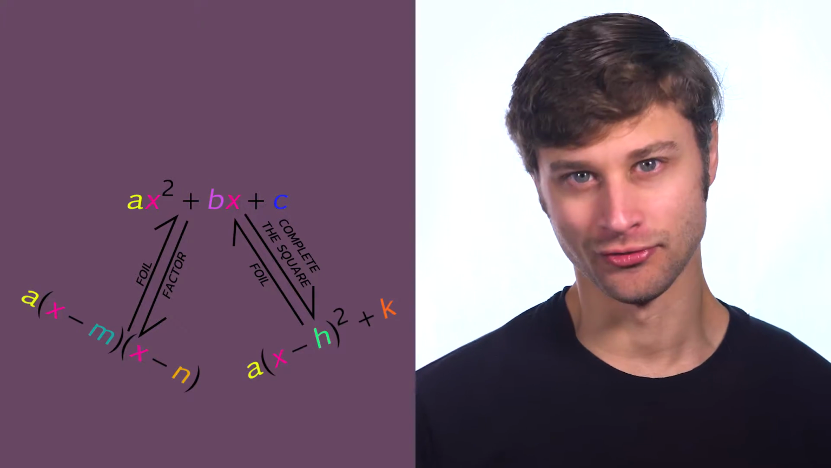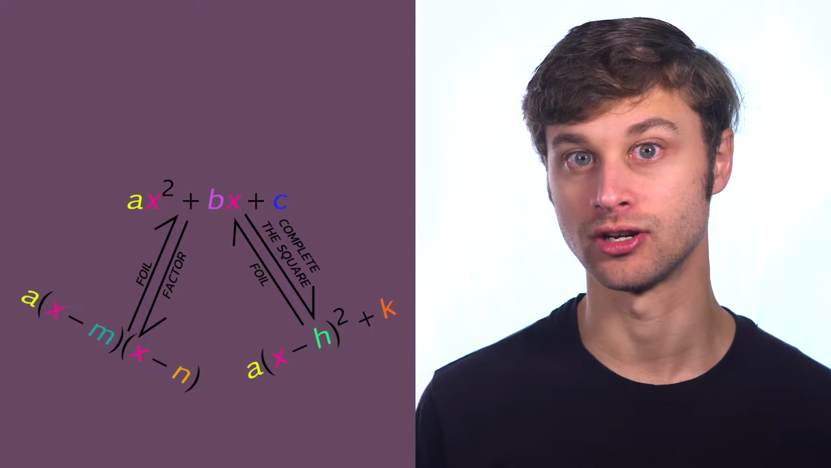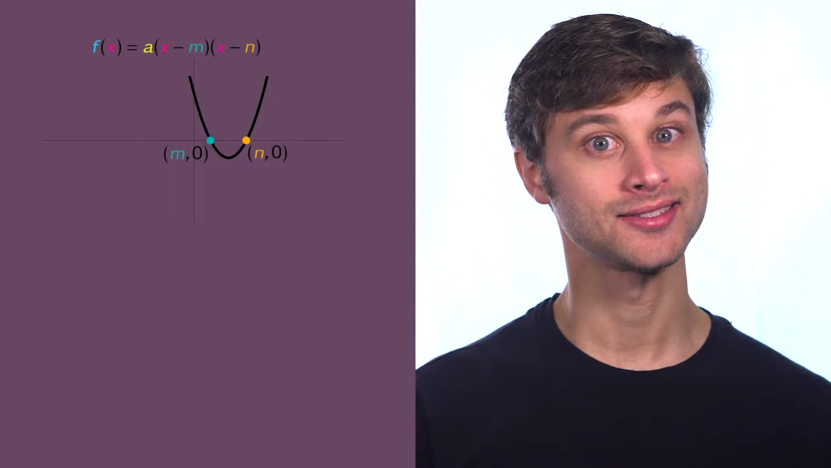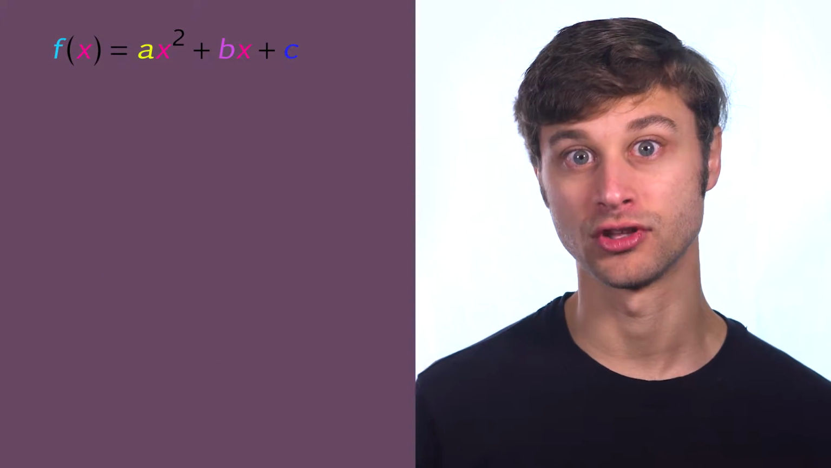Why even have 3 ways of writing these things? Well, each one gives us specific information about the function, which can be very useful. We've already talked about how the factored form gives us our x-intercepts, and the vertex form gives us our vertex point. Standard form also gives us useful information.